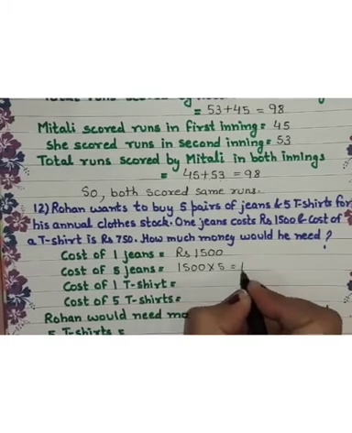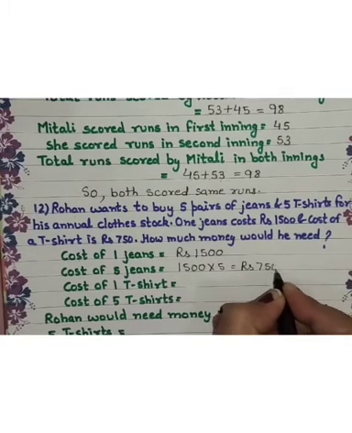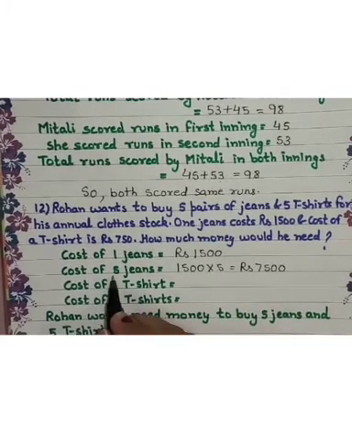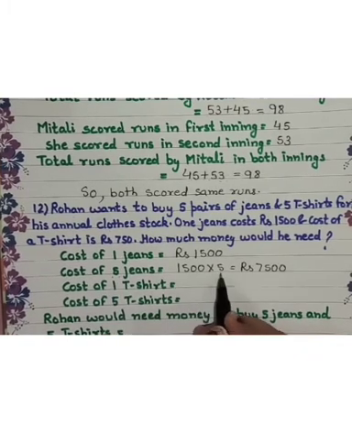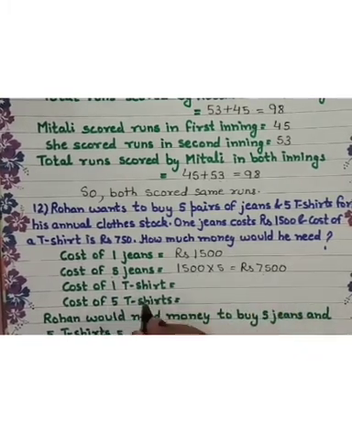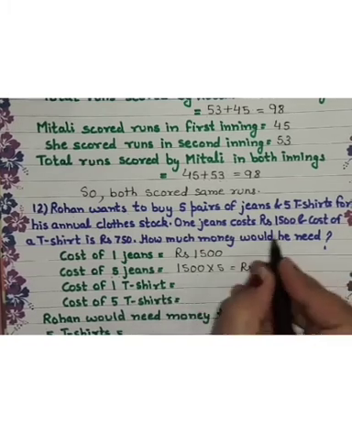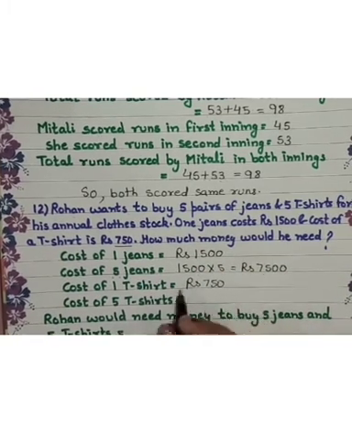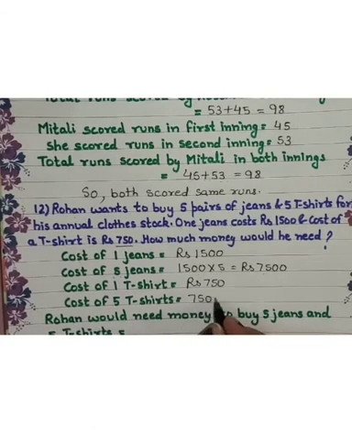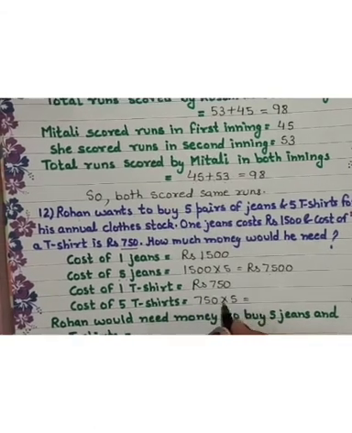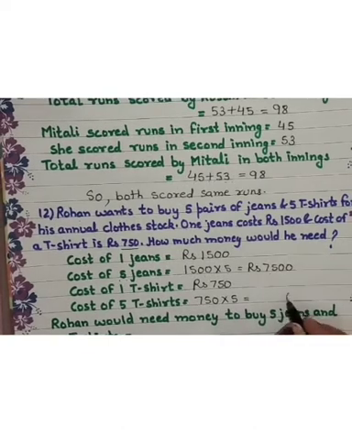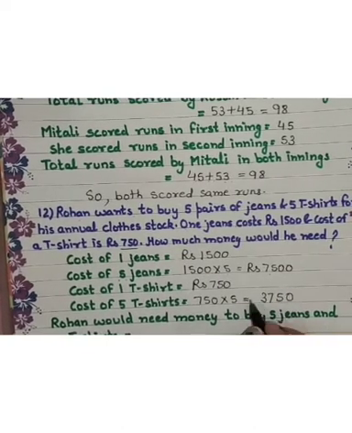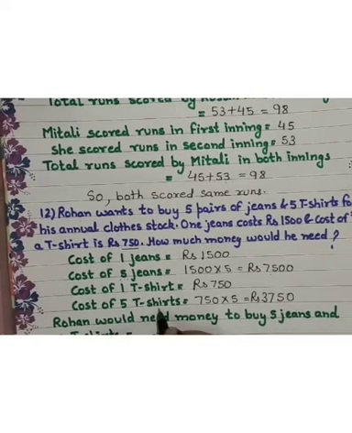Therefore, cost of 5 jeans will be 1500 multiply 5. We get rupees 7500, cost of 5 jeans. Now cost of 1 t-shirt we have given rupees 750. Therefore, for cost of 5 t-shirts you will multiply 750 by 5. On multiplying 750 by 5, you get 3750. 3750 rupees is the cost of 5 t-shirts.